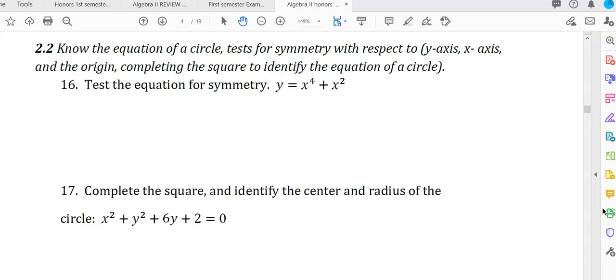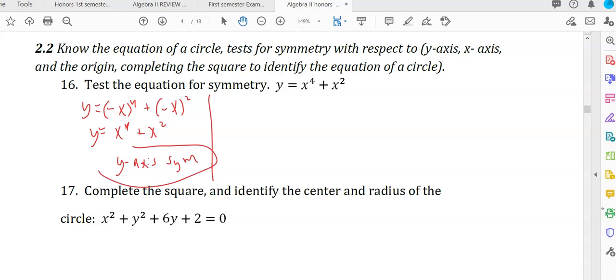So we're going to test for symmetry. I think for the test for symmetry, we can plug in negative x and see if everything remains the same. So we get negative x to the 4th plus negative x squared. And that really is x to the 4th, right? An even negative number to the even power, plus x squared. That's the same equation. So this does have y-axis symmetry.